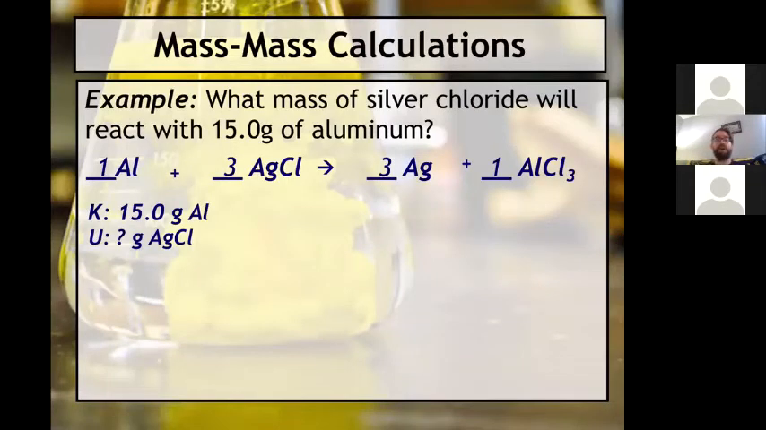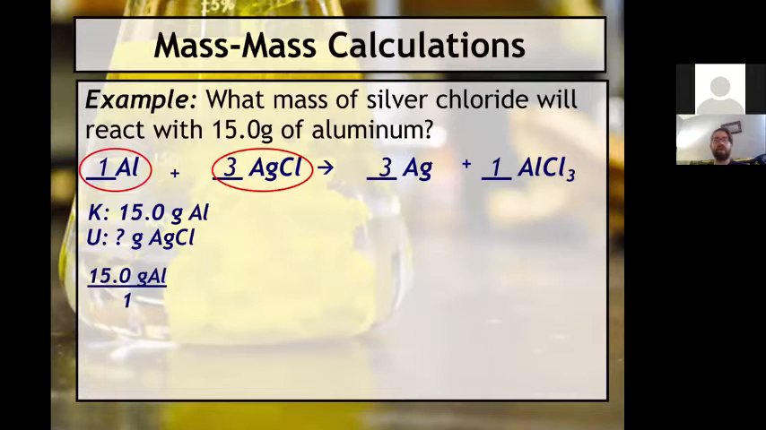So start with your known, start with your 15 grams, and we're going to put that in what's essentially going to be a fence post. But before I do that, I'm going to look at what two substances I'm actually using. For future reference, I've got aluminum and silver. So we start with the fence post. I've got 15 grams of aluminum over 1, I put 1 there because there's a blank.